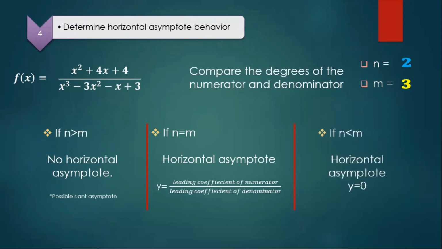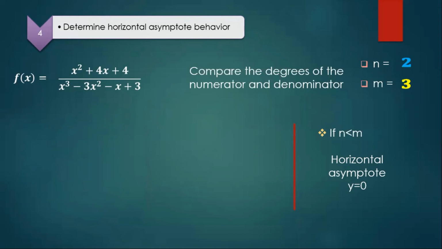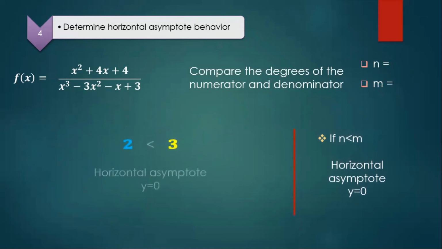Final case, what if n were less than m? If this happens, we have a horizontal asymptote at the line y equals 0. In this case, 2 is less than 3, n is less than m, so we have a horizontal asymptote y equals 0.